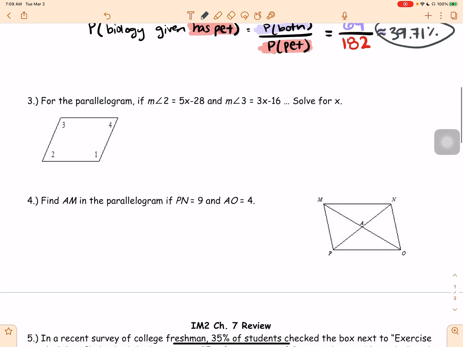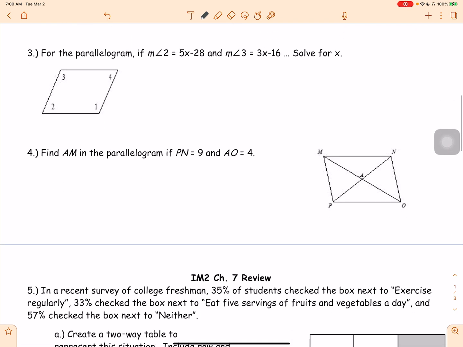All right, here we have a parallelogram. So you want to use those notes that I gave you guys that were color-coded and gave you all the properties of a parallelogram. So here it says, if the measure of angle 2 is 5x minus 28, and the measure of angle 3 is 3x minus 16, solve for x.